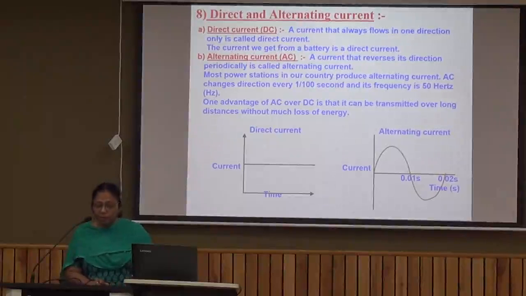The graphs for DC and AC are shown in the diagram. The first graph is for DC, where the direction of current does not change. The second diagram is for the alternating current, where the direction of current keeps reversing after a regular interval of time.